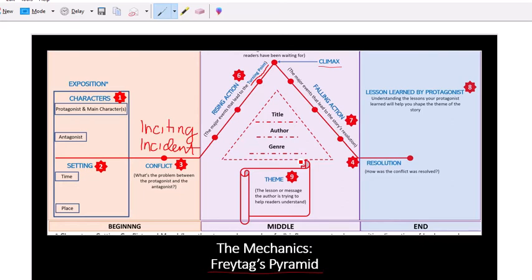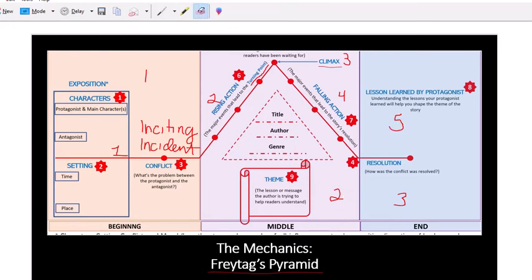Now here we have kind of a classic 3-act structure with Act 1 being the beginning, Act 2 being the middle, Act 3 being the end. You could also think of this as being a 5-act structure if you wanted, like a Shakespearean play, always 5 acts. Act 1 is setting things up, Act 2 is the rising action, Act 3 is the climax, Act 4 is the falling action, and Act 5 is the resolution.